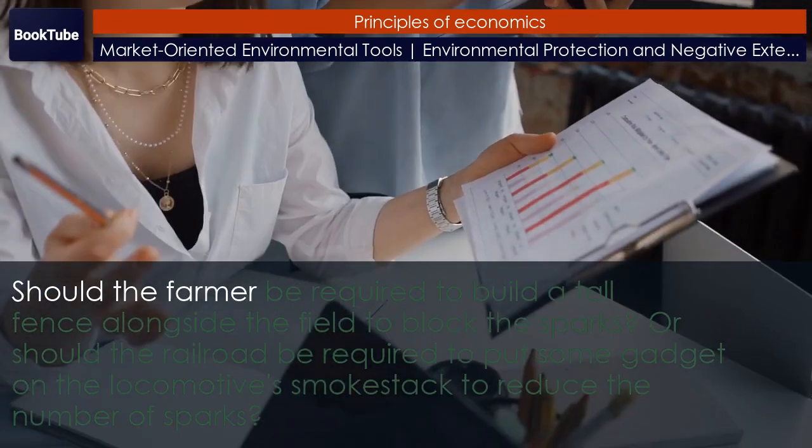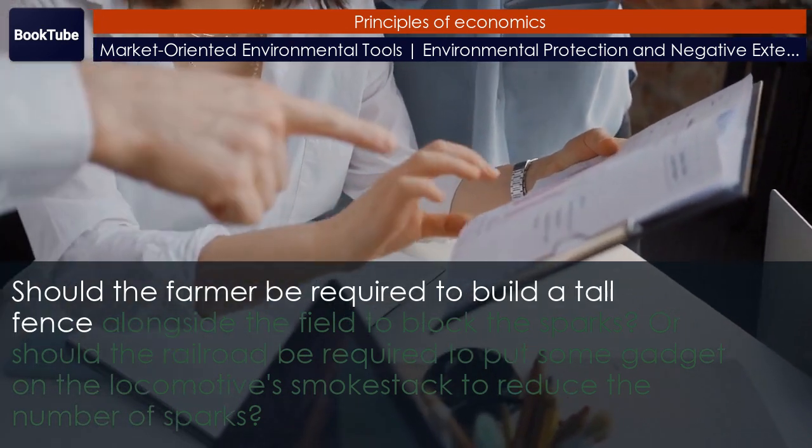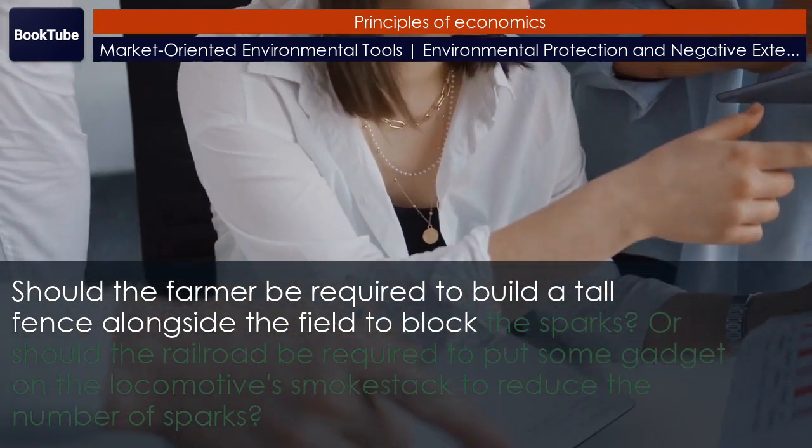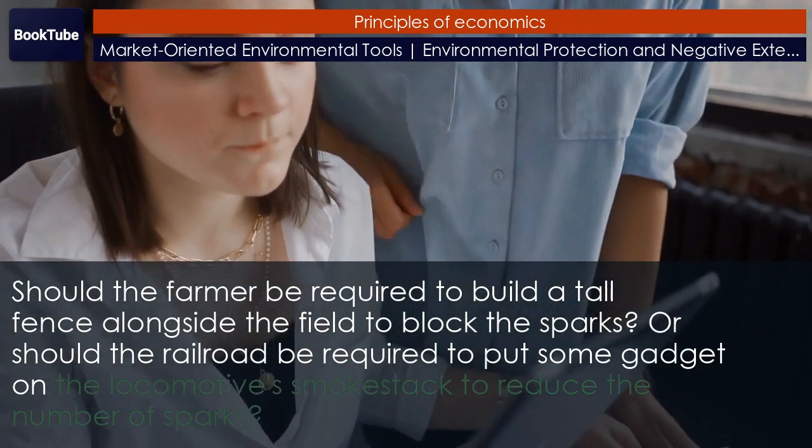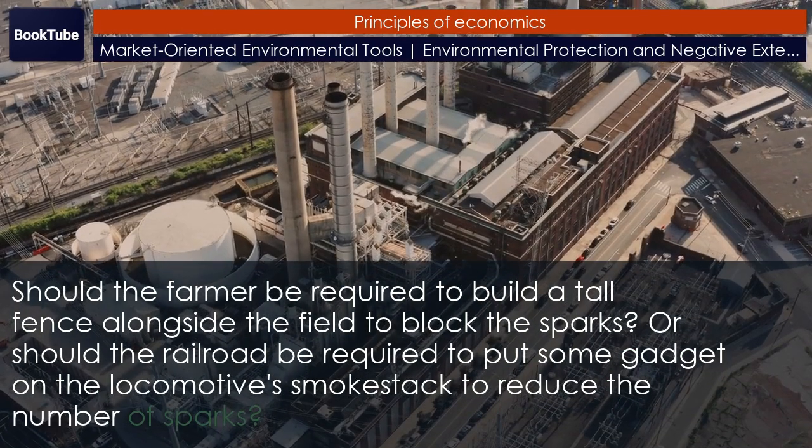Should the farmer be required to build a tall fence alongside the field to block the sparks? Or should the railroad be required to put some gadget on the locomotive's smokestack to reduce the number of sparks?